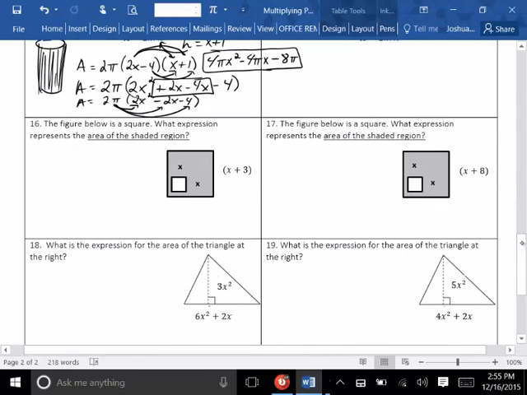We did this yesterday. 16 we did yesterday. We have x plus 3 as the length of our long side, x as the length of our small square. It says the figure below is a square. What is the expression that represents the area of the shaded region?